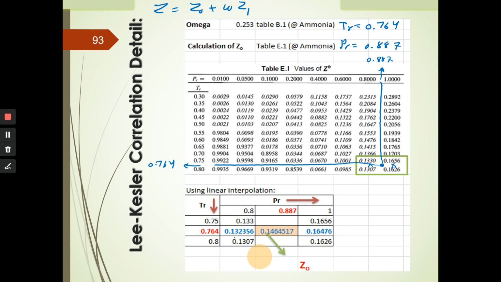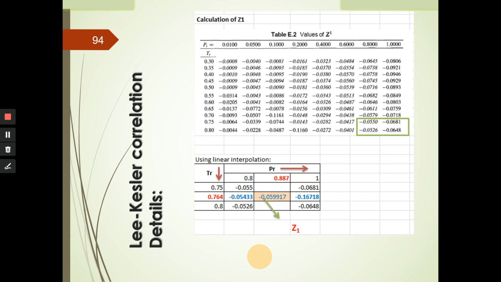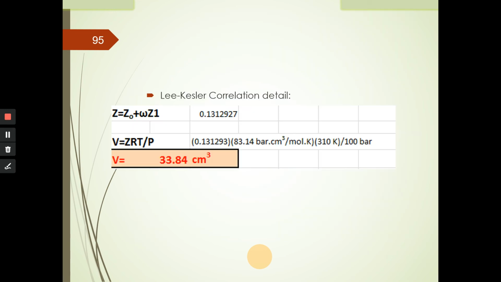Then you have to do interpolation between 0.13 and 0.16 to get Z0, which is really a lengthy process, because you do interpolation to get 0.132, another interpolation to get 0.164, and a third interpolation to get the one in the middle. And you have to repeat the three steps again with Z1, because you need Z0 and Z1. And this is what I did here. I did one interpolation, a second interpolation, and a third interpolation to get Z1. Now that I have Z0 and Z1, I just substituted Z = Z0 + ωZ1, and I got the answer for you.